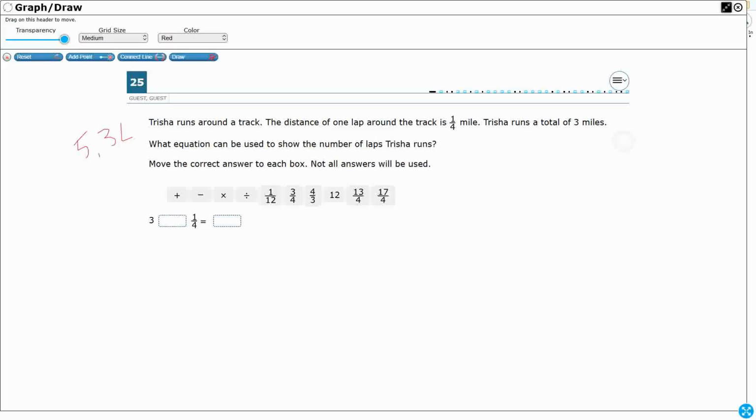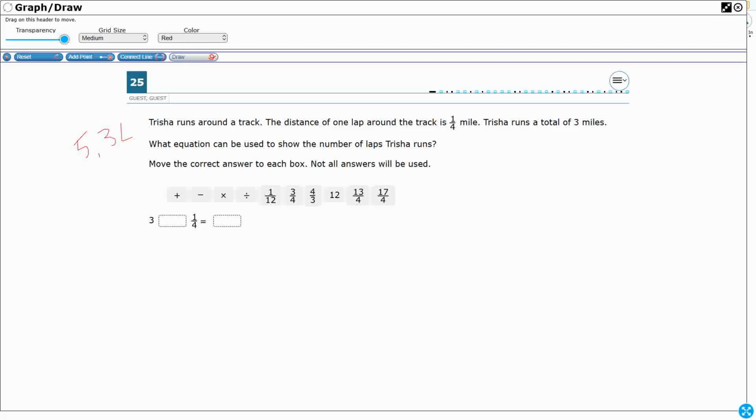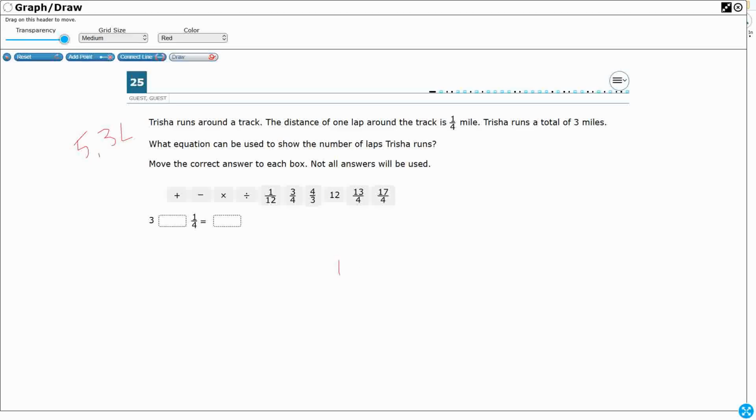So let's see what we have here. Tricia runs around a track. The distance of one lap around the track is 1/4 of a mile. She runs a total of 3 miles. Okay, so I want to show what she's doing here with a strip diagram. I've got my total here, and they give you the total, so 3 miles. Then each time she runs around, it's 1/4. So here is my question. How many 1/4s does it take to make the 3?